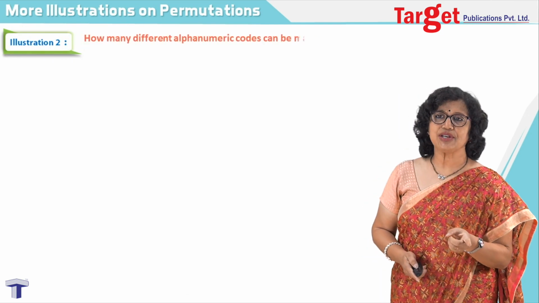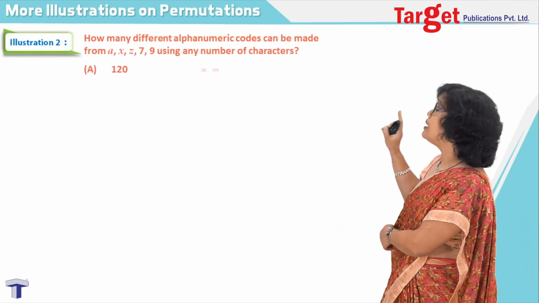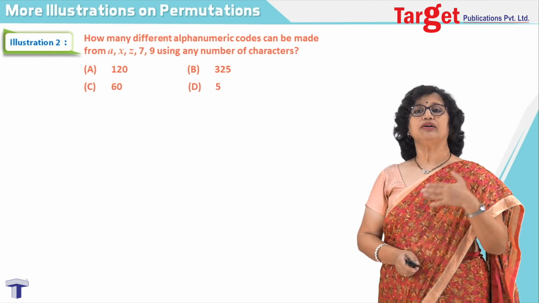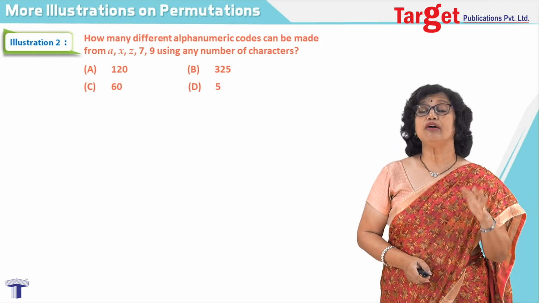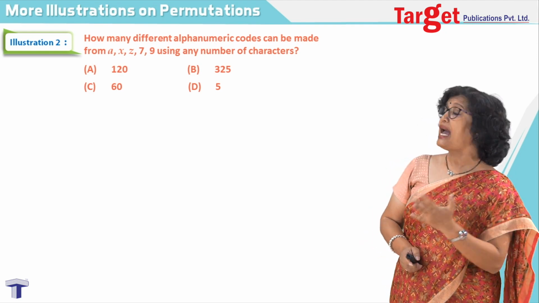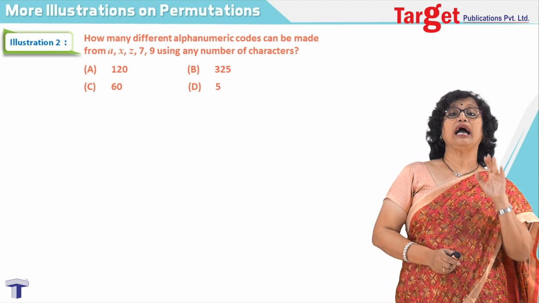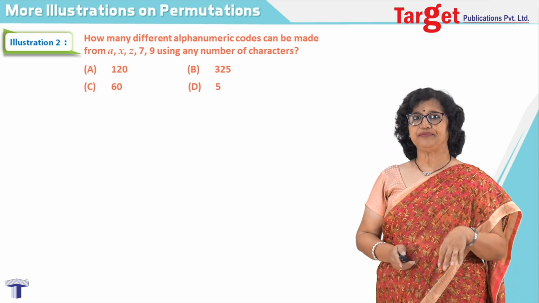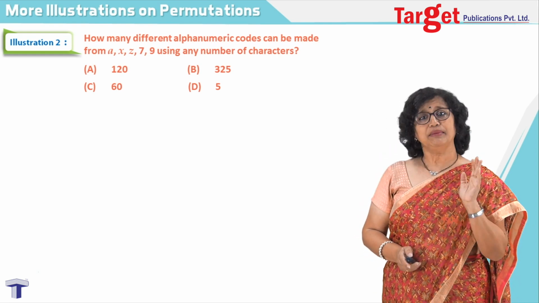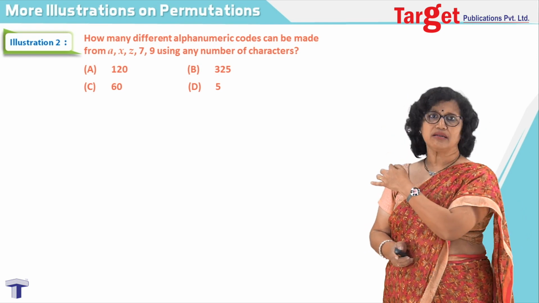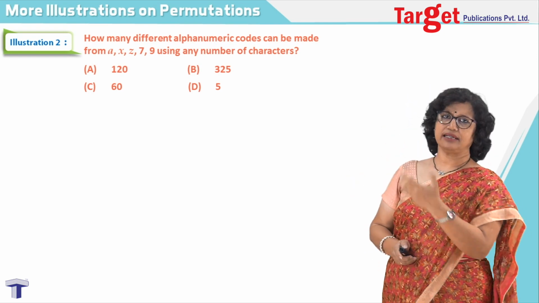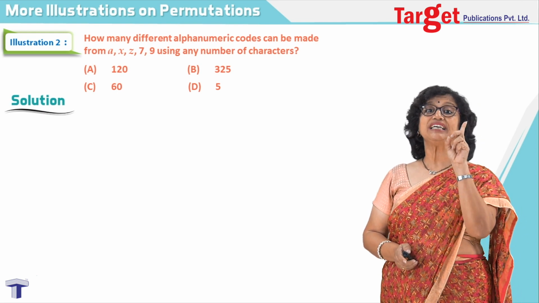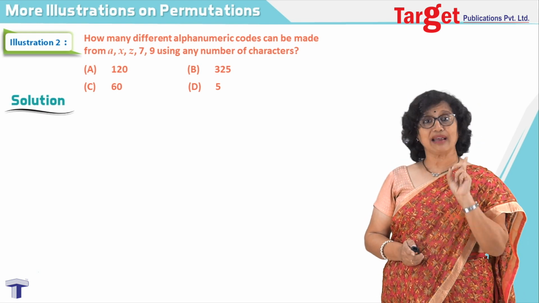And my second illustration is how many different alphanumeric codes can be made from A, X, Z and 7 and 9. And the condition is using any number of characters. When I say characters, it means numbers as well as those letters A, X, Z. Now, the condition is you can use any number. So the choice is entirely yours.